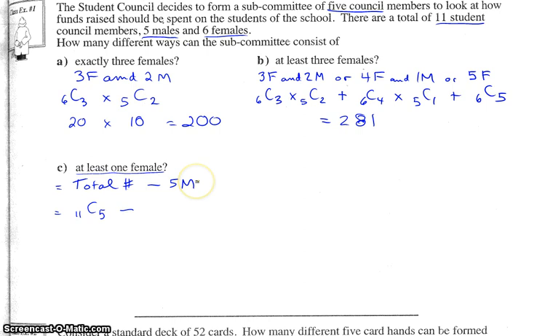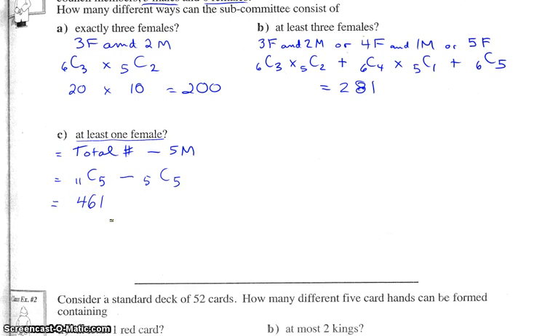Now we subtract all the committees that would have all males. So there are 5 males, and we're choosing all 5 of them, which is really only one way to do that. Okay, so if we work this out in the calculator, 11 choose 5 minus essentially 1 would give us 461 committees. All right, good job, you guys.